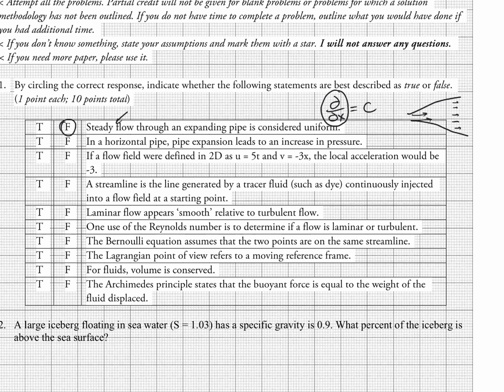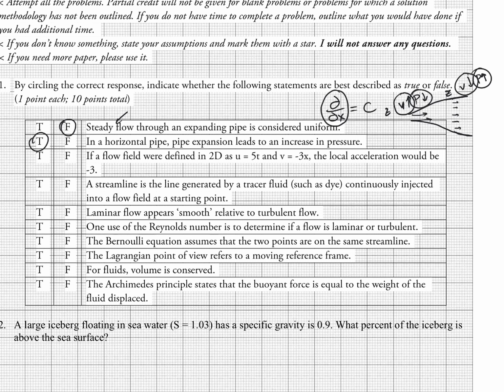Okay, in a horizontal pipe expansion leads to an increase in pressure. So I guess I just drew a horizontal pipe, and it's expanding. And so let's see here. So the velocity here is high. So the pressure here we might consider to be low. And then over here, the velocity is low. So the pressure has to be high. Right, so pipe expansion leads to an increase in pressure. This is true. And this is just based on Bernoulli. Okay, because z is not changing. So if the velocity decreases, the pressure has to increase.